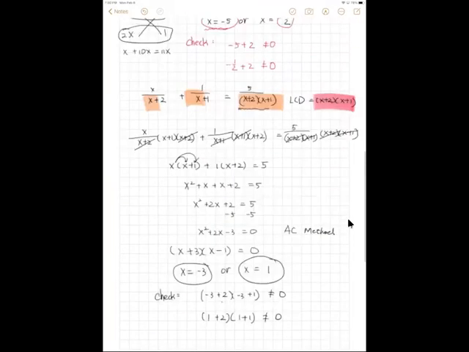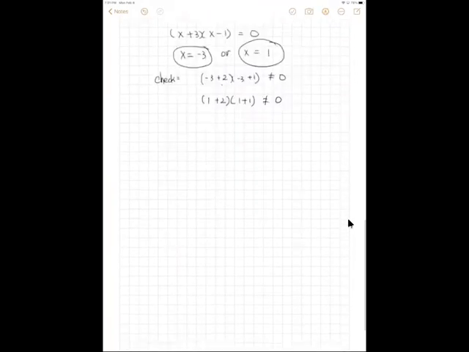Okay, so in this previous example, this one is already factored. What if we have some equation that is not factored, such as this one? What would you do? You want to factor the denominator first, right?